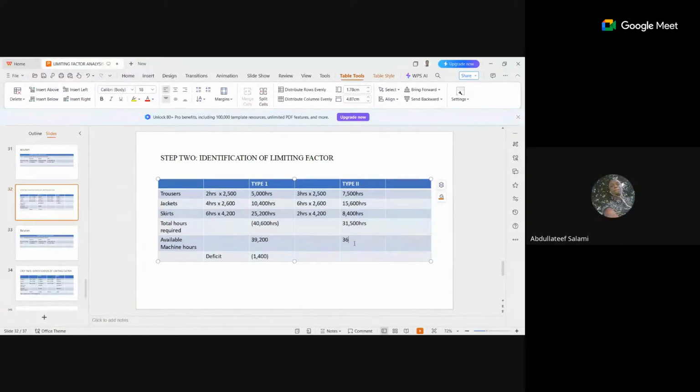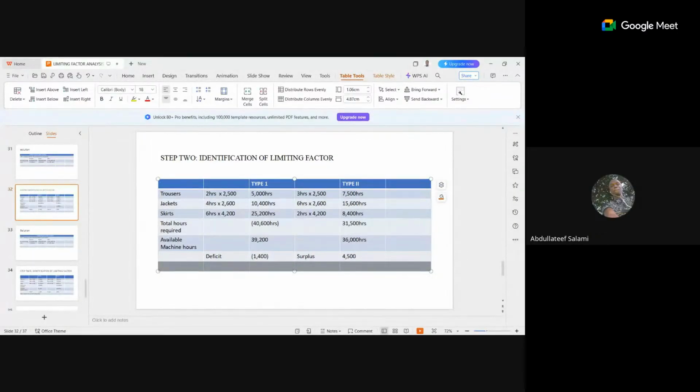36,000. So in this case now, what are we experiencing? Deficit or surplus? Surplus. We're having surplus. So where is your limiting factor? Type 1. Fine, type 1. So you can see they can present a question in this form, and somebody might think that we have 2 limiting factors. You only have 1 limiting factor.